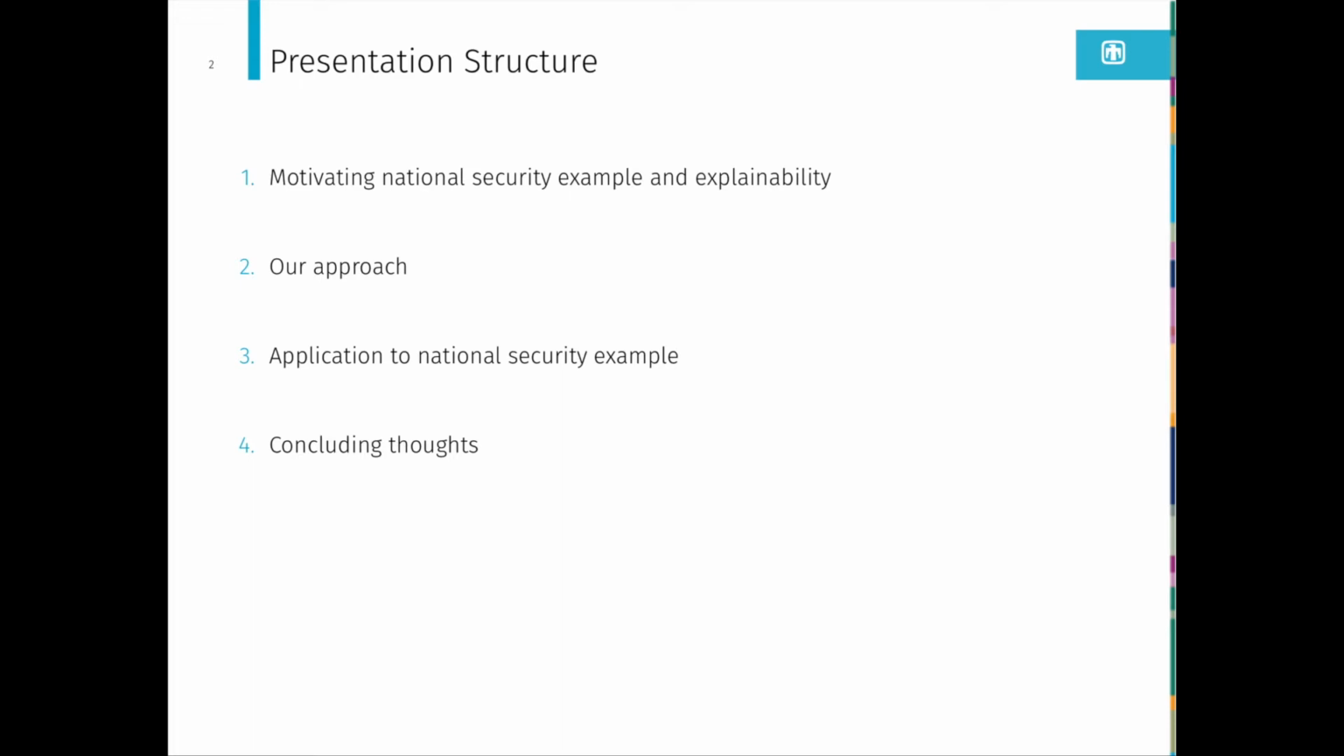Then I will introduce our approach for explaining predictions from machine learning models in applications with functional data. Next, I'll present the application of our method to the national security example. And finally, I'll discuss some concluding thoughts about the strengths and weaknesses of the approach and future research directions.